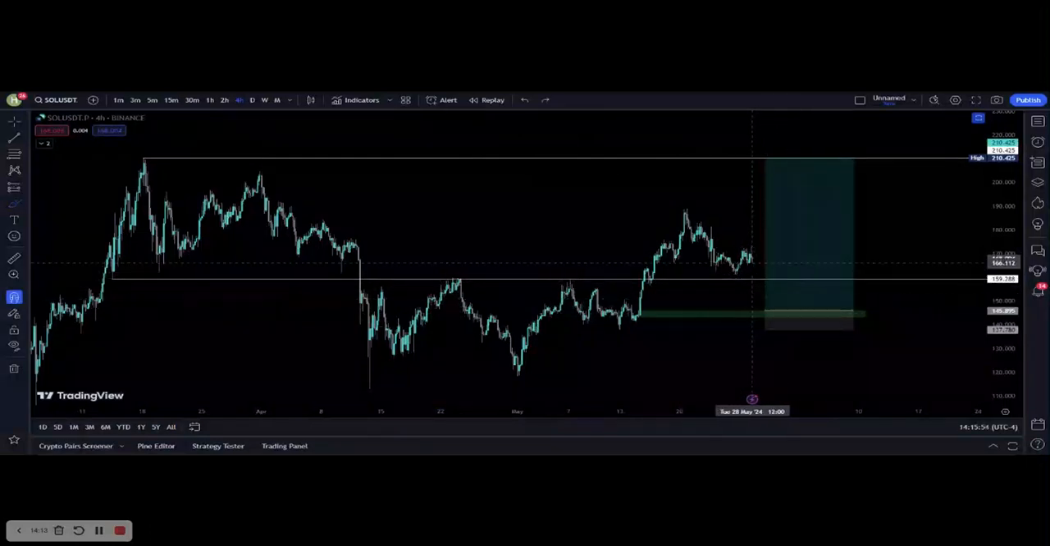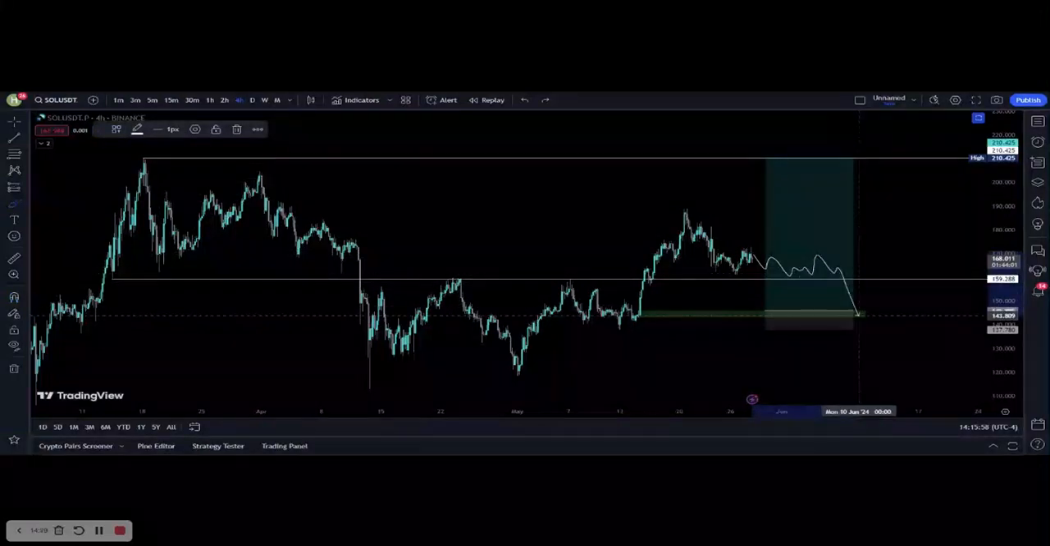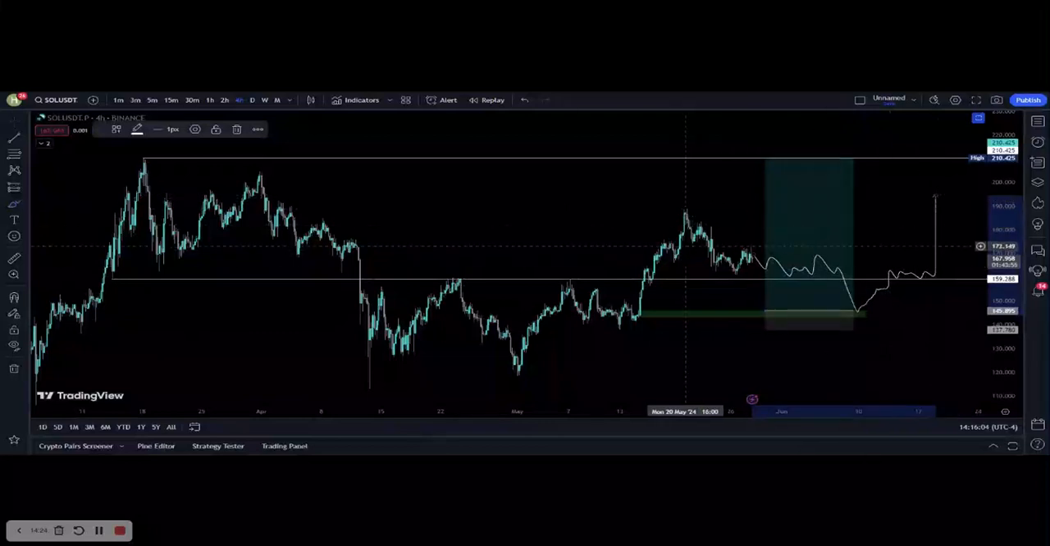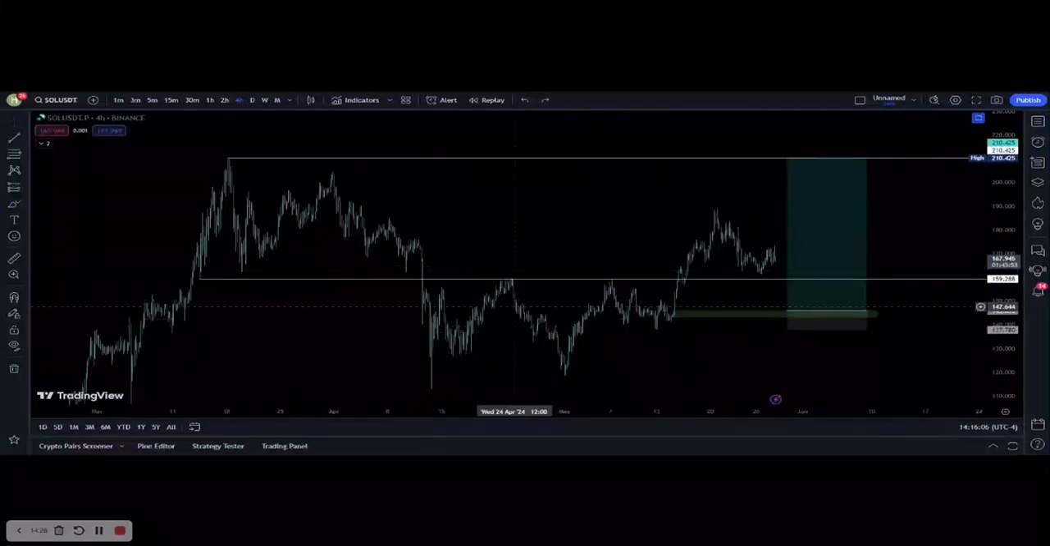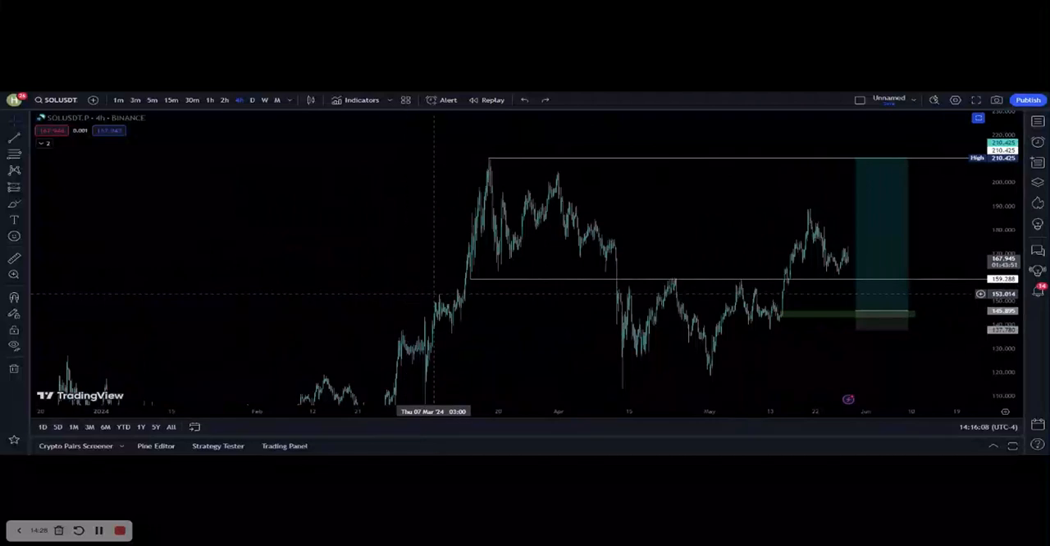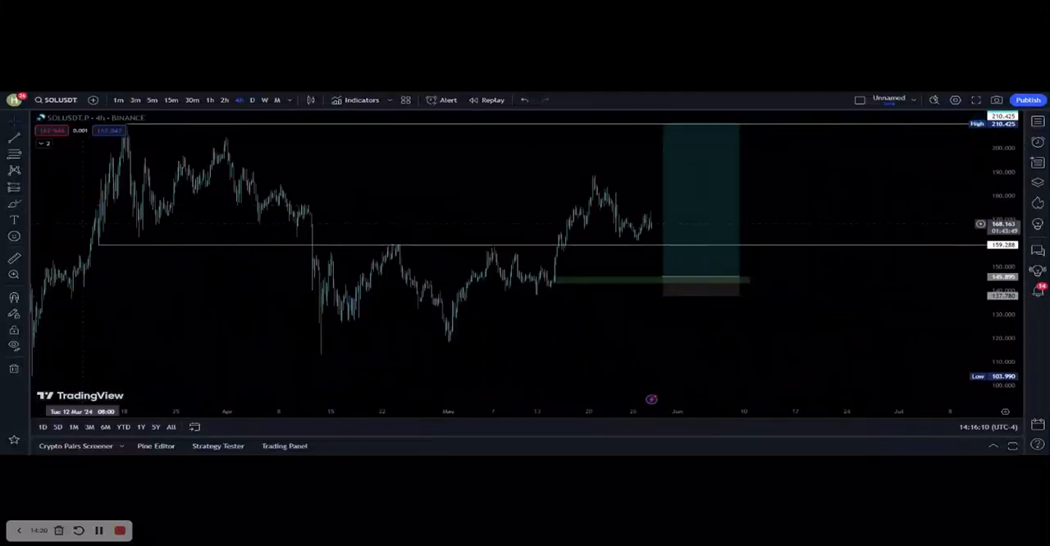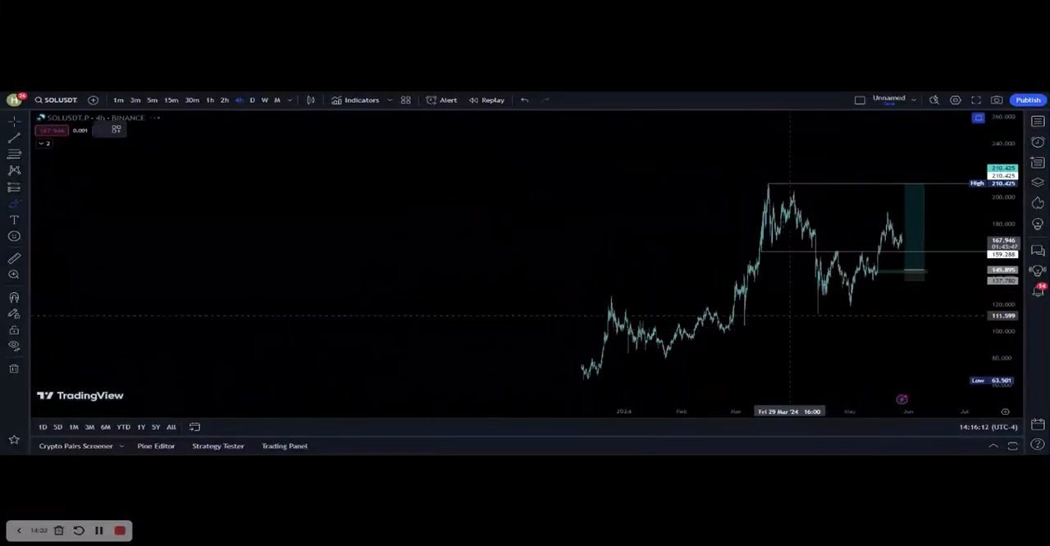support near here. So, yeah, you can say that this consolidates here, a major dump, then chop, chop, slow grind up, reclaim this level, and then continue its move down. So for Solana, I would say 146, 143 is the perfect area. And I don't think we go lower than that in this rally.